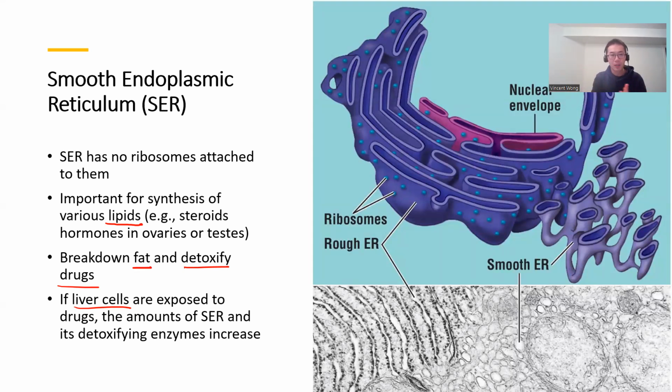So quickly again, the nuclear envelope extends into the cytoplasm. Some have ribosomes. That's the rough one. Some do not. That's the smooth one. What does the rough one do? Rough ER, they make proteins and they package them. Smooth ER, they make lipids, they break down lipids, and they break down drugs. Okay?